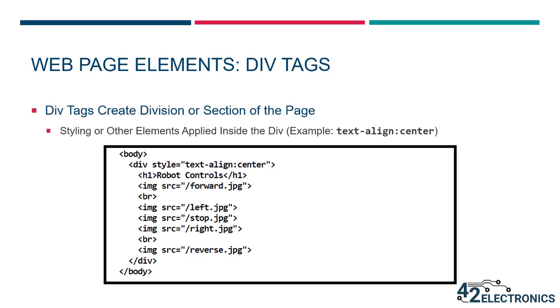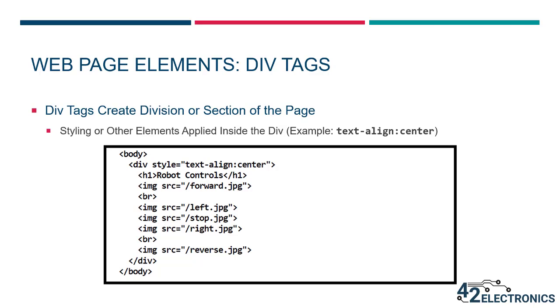The heading will be displayed on its own line. And then next, the forward image button will be displayed, and a break tag is used to create a new line. The left, stop, and right button images are centered together on the next line, and a break tag is again used to create a new line. The reverse button image is displayed and the closing div tag is used to close the div container.